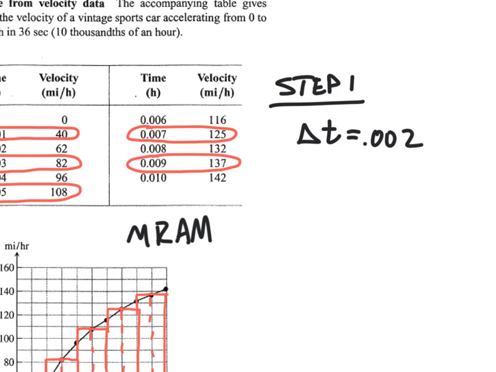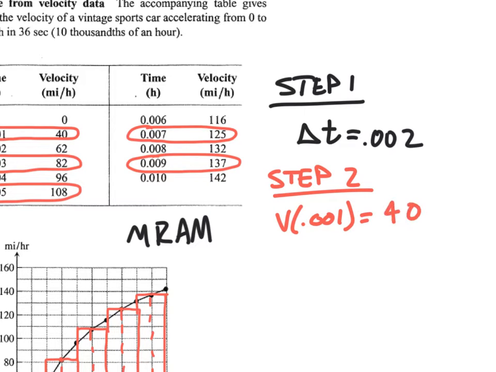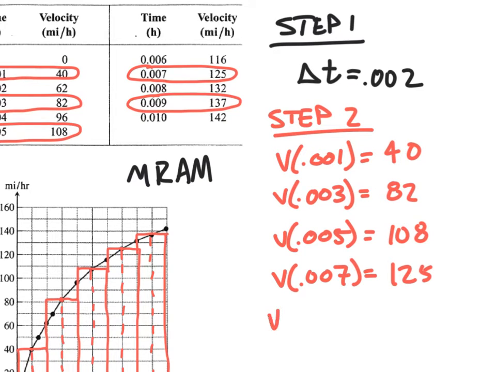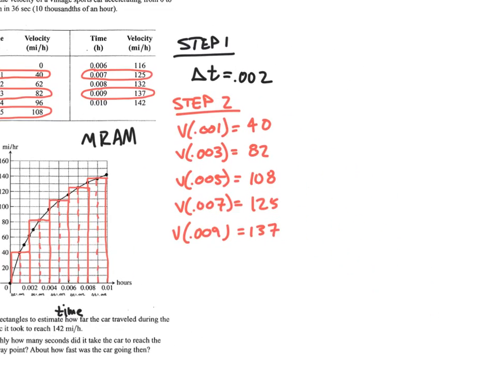So step 2 is I want to find all the different heights. My velocity at 0.001 is 40. My velocity at 0.003 is 82. My velocity at 0.005 is 108. My velocity at 0.007 is 125. And my velocity at 0.009 is going to be 137. Now that leaves me with step 3.